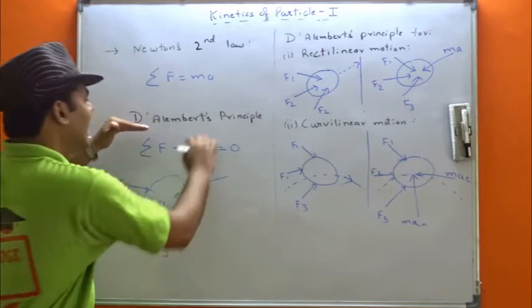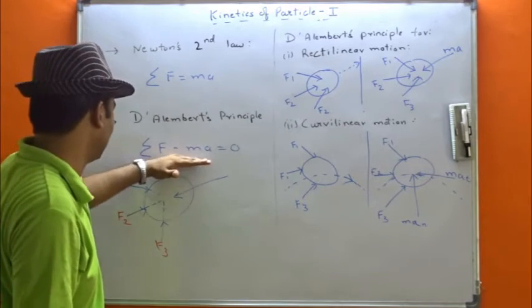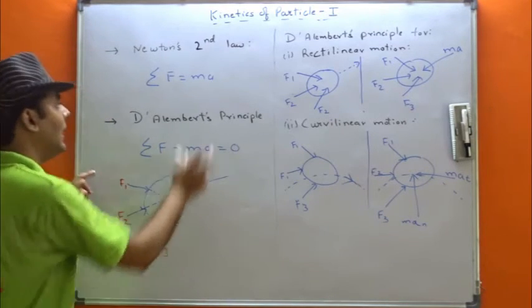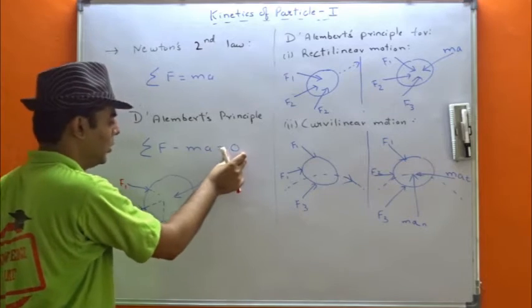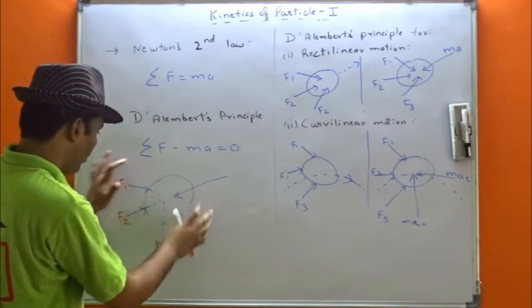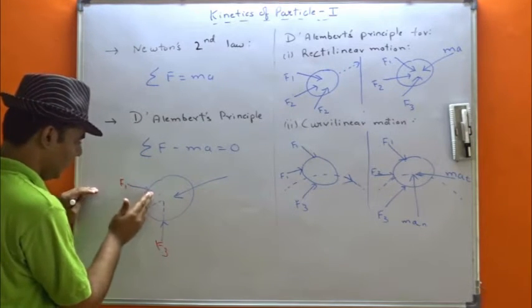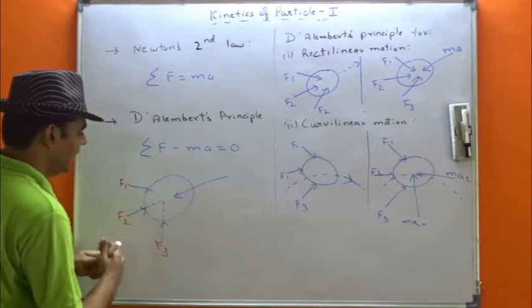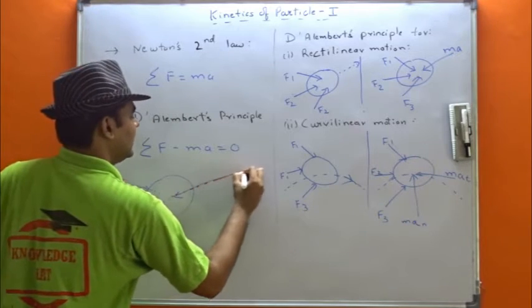And the D'Alembert's principle that we are going to use in this chapter states that the summation of these forces minus this mass into acceleration term gives you zero resultant, which means that your body would be at rest. Now, how does it work? Suppose this is the force F1, this is F2 and F3 acting on a body. So collectively, they will cause a motion in this direction.